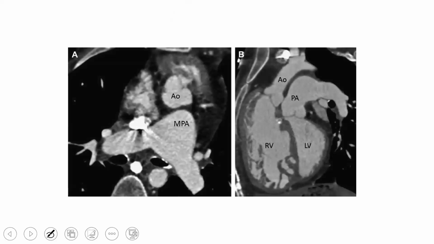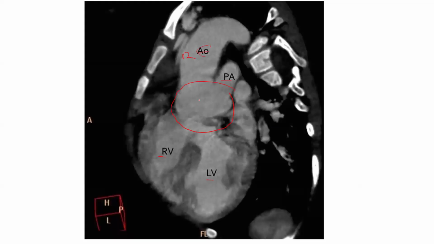Next. Sasa hii, it's the same. You can use A or B to identify it. So let me go back to this one. The persistent truncus arteriosus. Here, neurocrest cells did not invade. No invasion. So the neurocrest cells decided not to invade. And for that reason, there is no septation at all.